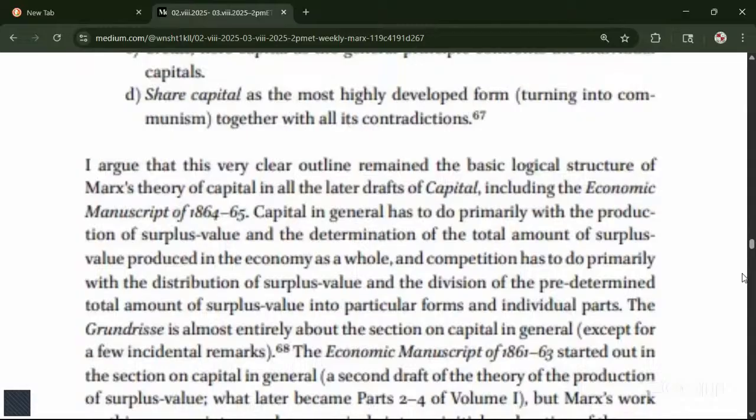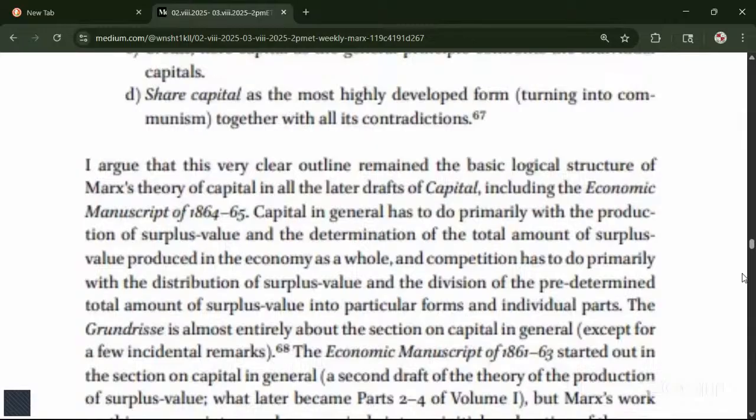And competition has to do primarily with the distribution of surplus value and the division of the predetermined total amount of surplus value into particular forms and individual parts. The Grundrisse is almost entirely about the section on capital in general, except for a few incidental remarks.